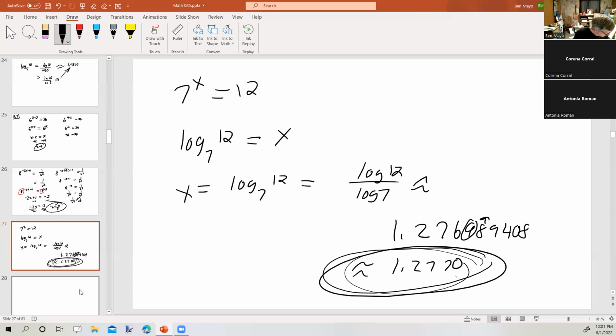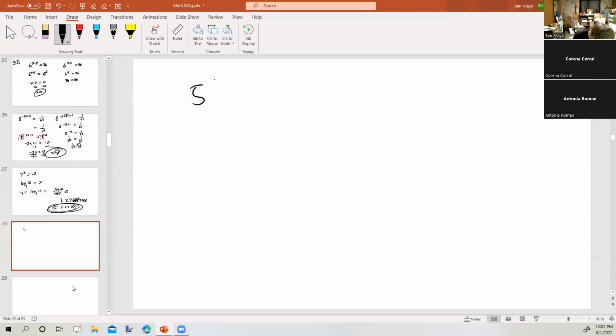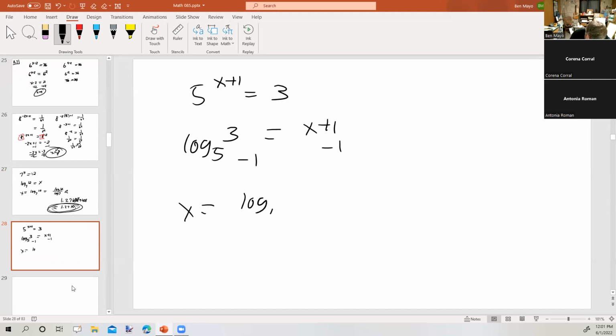All right. How about this one? 5 to the x plus 1 power equals 3. Again, I don't know how to take 3 and write it as 5 to some power. So I'm going to rewrite this as log base 5 of 3 equals x plus 1. To solve for x, I'm going to have to subtract 1 from both sides. So I've got x equals log base 5 of 3 minus 1. And that minus 1 is a whole separate term.